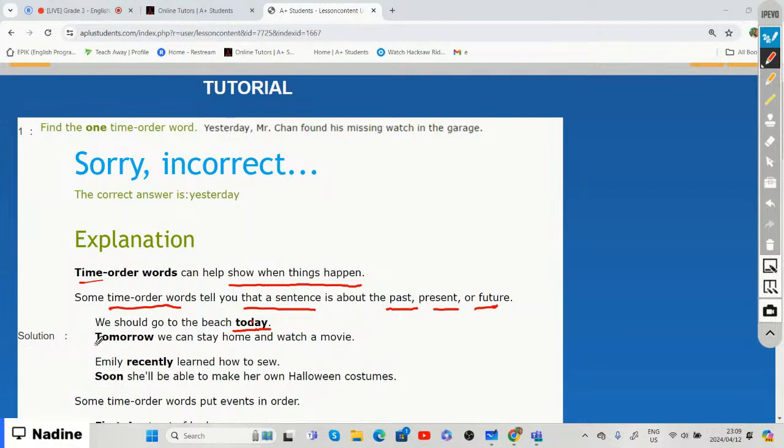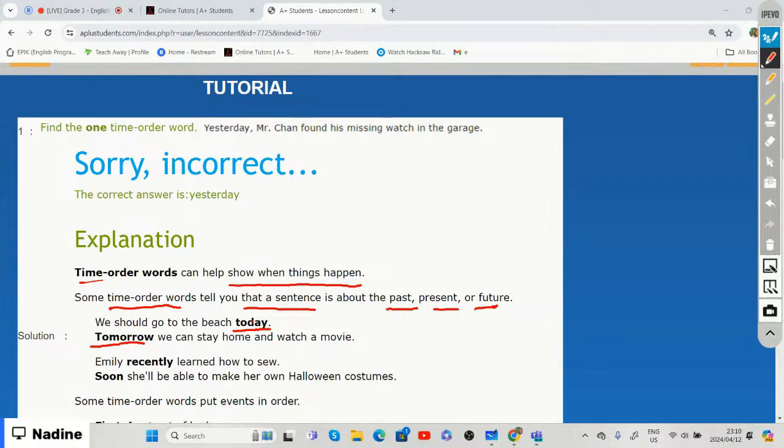And then, tomorrow we can stay home and watch a movie. So another question is, when must we stay home and watch a movie? And our answer would be tomorrow. So tomorrow would also be our time order word, and that tells us when we are going to stay home and watch a movie.